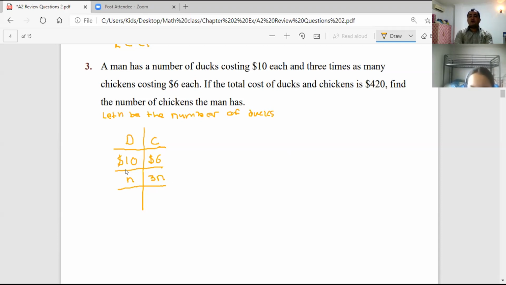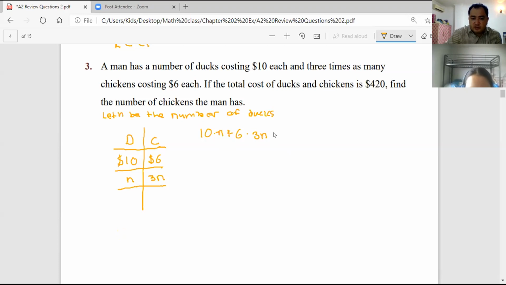420. No. Can you write the equation first? If we have n ducks and each duck costs $10, so altogether how much do they cost? 10 times n, right? Yeah. So right here, Shahina. Plus, how about the cost of chickens? 6 times 3n. Okay, and altogether, how much did they pay? 10n plus 18n.